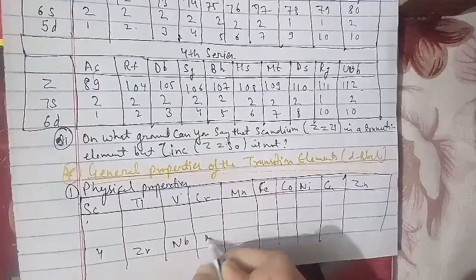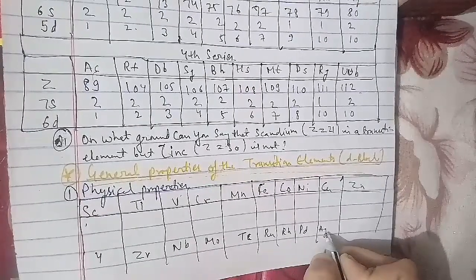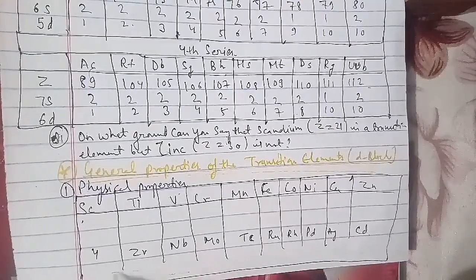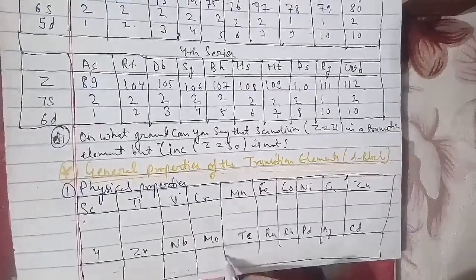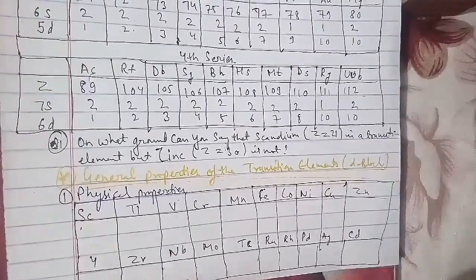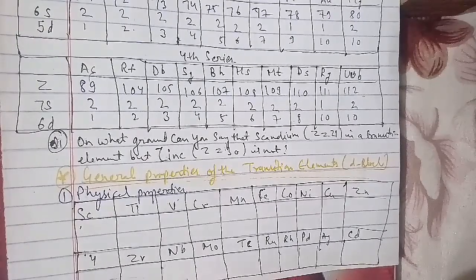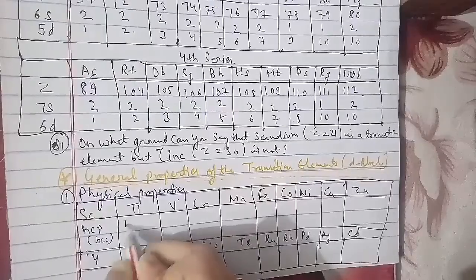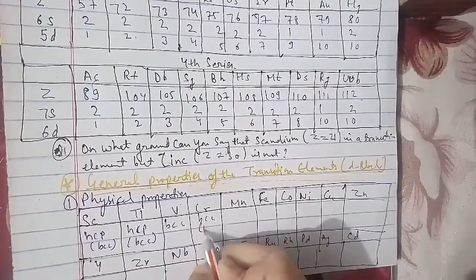This is HCP, BCC, HCP, BCC, BCC, BCC, HCP, BCC, CCP, HCP, CCP, CCP, CCP, and HCP. For the next series we have HCP, BCC, HCP, BCC, BCC, BCC, HCP, HCP, CCP, CCP, CCP, and then X, a typical metal structure. Then there is the lanthanide series we have to talk about, which is also an important one. Let's go ahead.